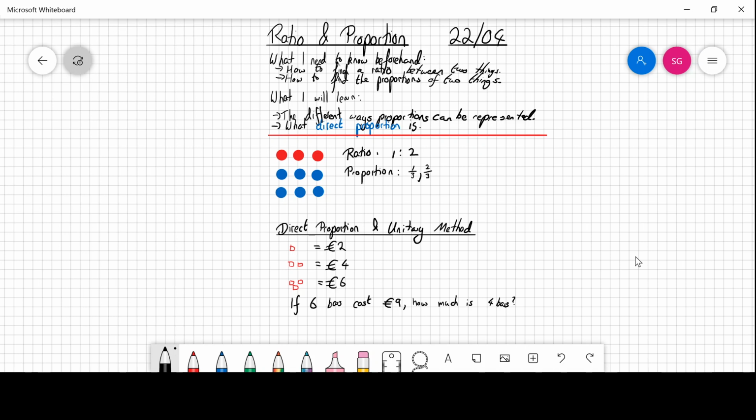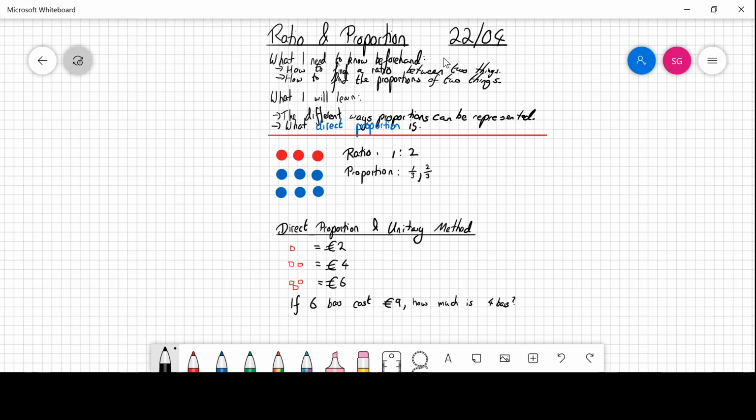Well, firstly, what we need to know beforehand in order to be able to handle this class is how to find a ratio between two things. That would have been our first lesson. And then how to find the proportions of two things, which is what we did in our second lesson. So if you're able to handle the first and second lessons, then you are 100% ready for this class. In fact, you might even find this class a little bit easy.